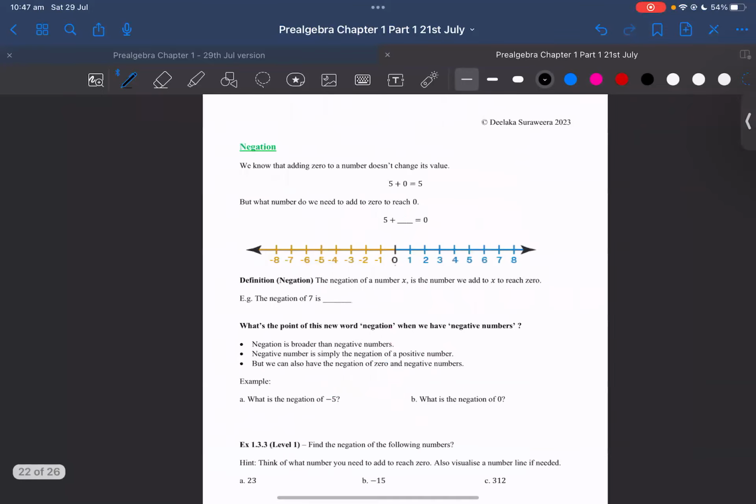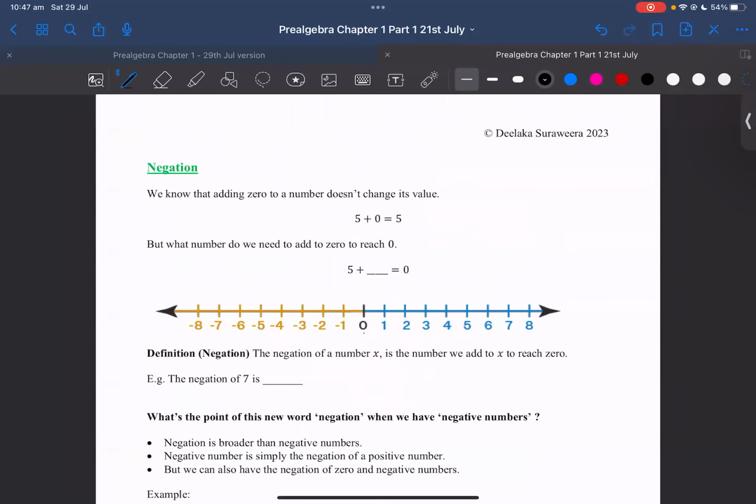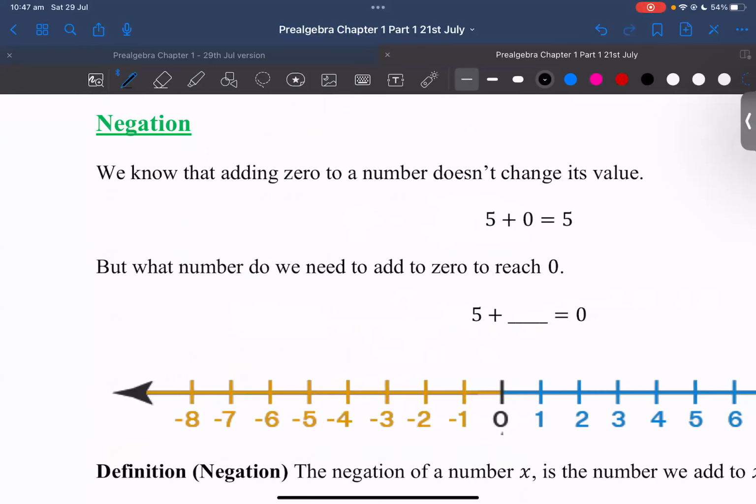No? All right. Now we're going to come up with an idea called negation. It's really, really useful later on when we're going to do subtraction and all that stuff. So we know that when we add 0 to a number, if I do 5 plus 0, the answer is going to stay as 5. It's not going to change. But what number do we need to add to 5 to reach 0? We start at 5, we're going to add another number to reach 0. What do you need to do that?